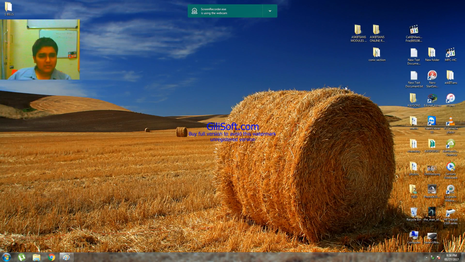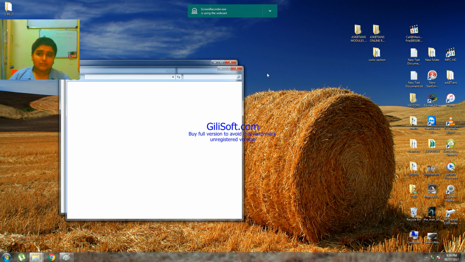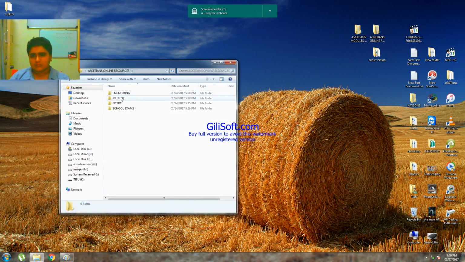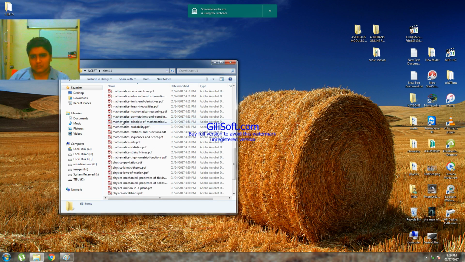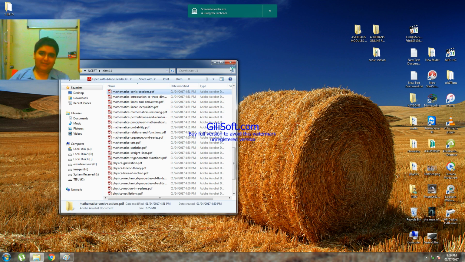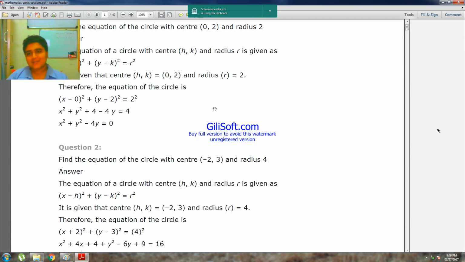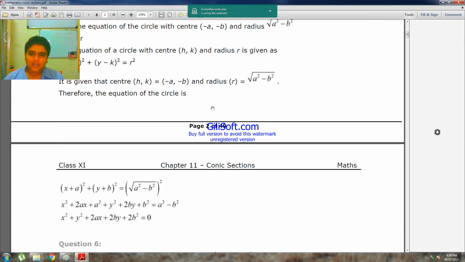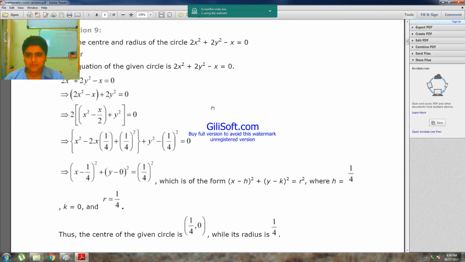There are only two types of questions that can be asked to you in ellipse. The chapter is conic sections. Let's look at the NCERT questions for the ellipse part. Let's just skip on to ellipse.